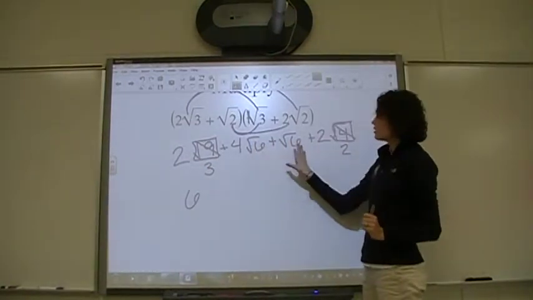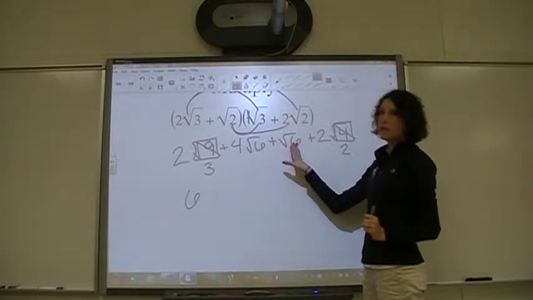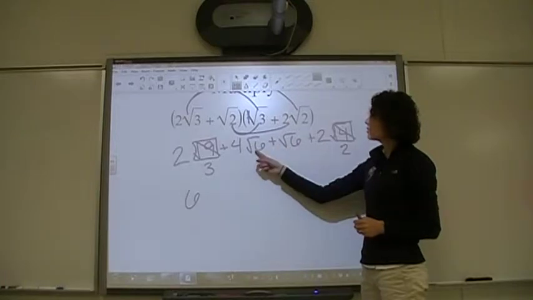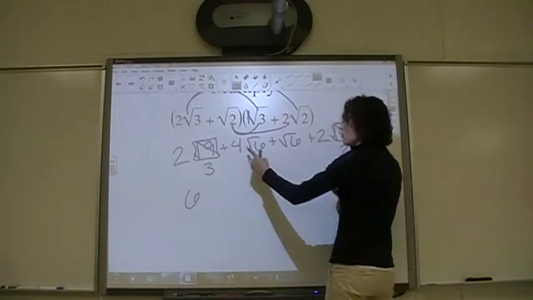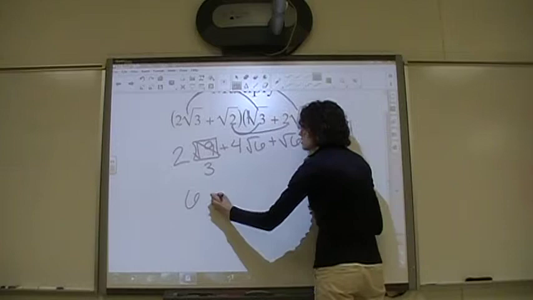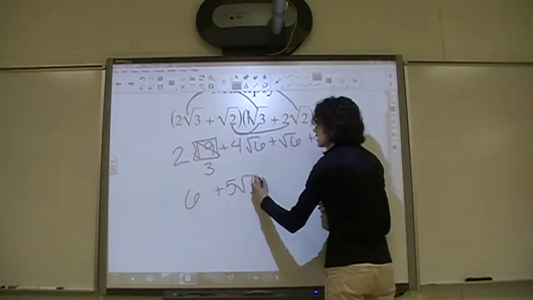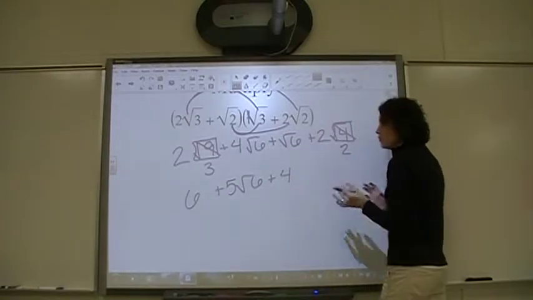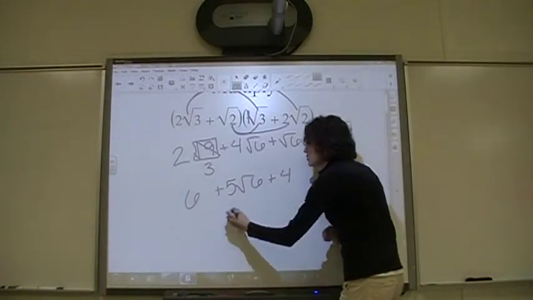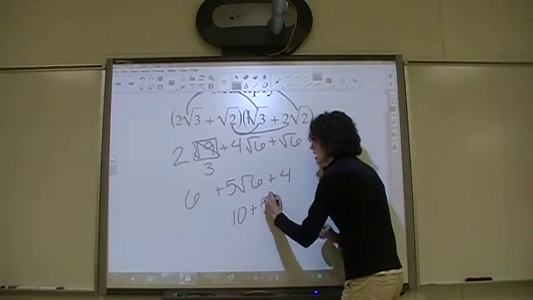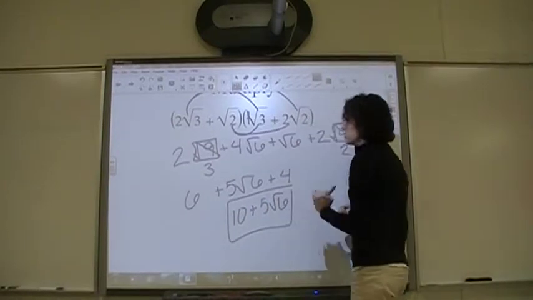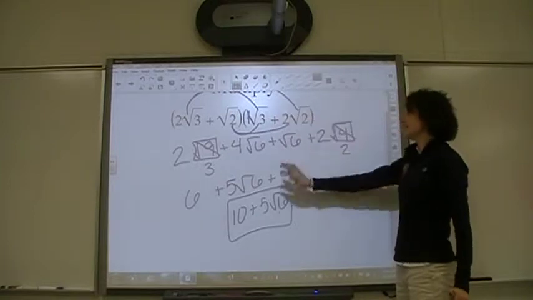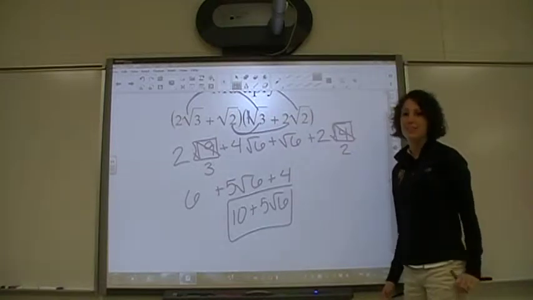Then let's look at our radical 6's. Those cannot be simplified anymore, but you can put them together because they both have the same radical. So 4 radical 6 plus radical 6 gives me 5 radical 6. Then 2 times 2 gives me 4. Put this all together. 6 plus 4 gives me 10 plus 5 radical 6, which is my final answer. And it's kind of crazy because you have something so crazy like this and it breaks down really, really easily.